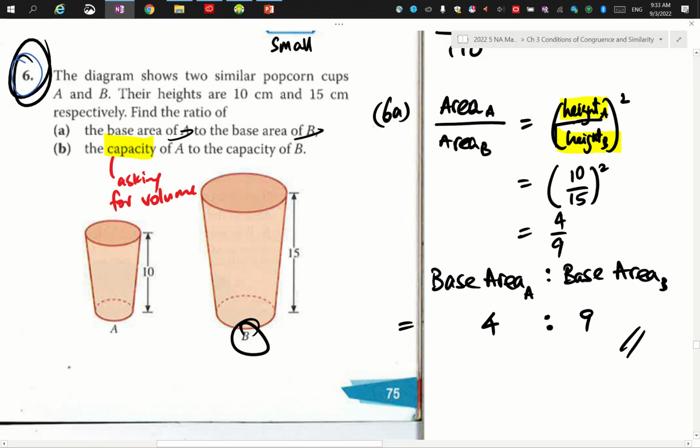So for part B, I'll show you how I will now edit the work that we've done in part A. Can I erase part A already? I just make small changes only. Instead of area, we now want volume. Instead of square, we have to cube. So 2 cube is 8, 3 cube is 27. And then volume A to volume B.